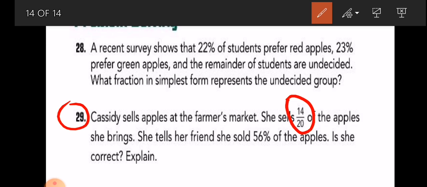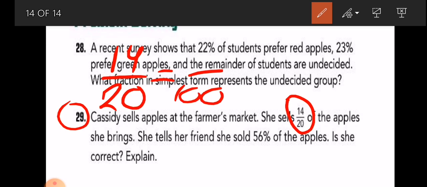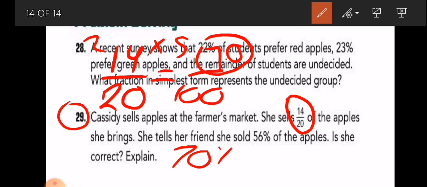So 14 over 20 as a percent, it means what? To get the percent of it means I want to get it over 100. Yes, the 20 to be 100 should multiply by 5. So up multiply by 5. 4 times 5 is 20. 1 times 5 is 5 plus 2 will give me 7. So 70 over 100, it means 70%. So she sells 70% of the apples.